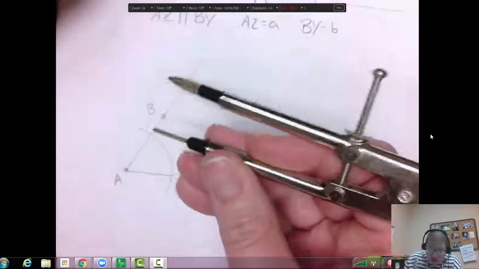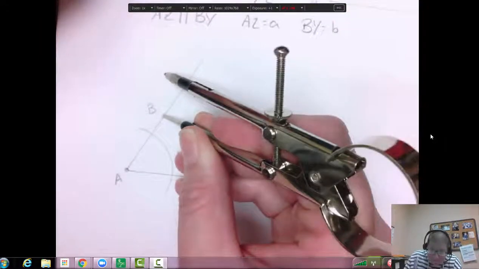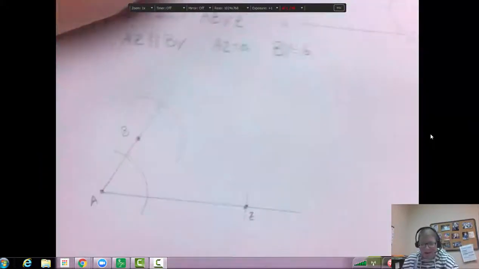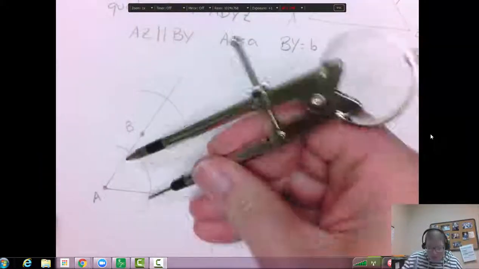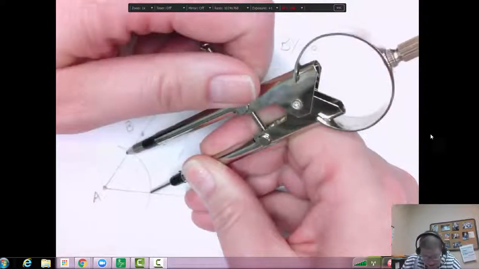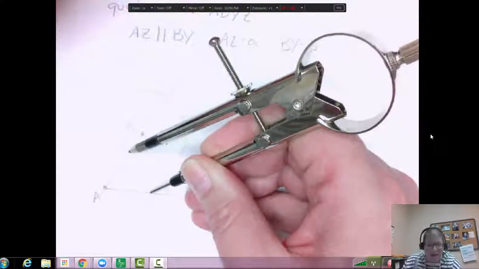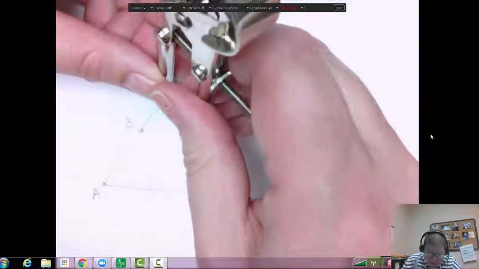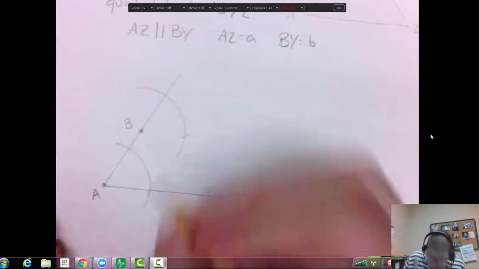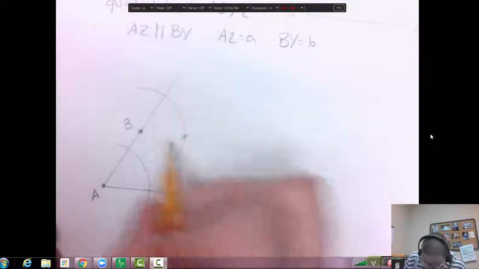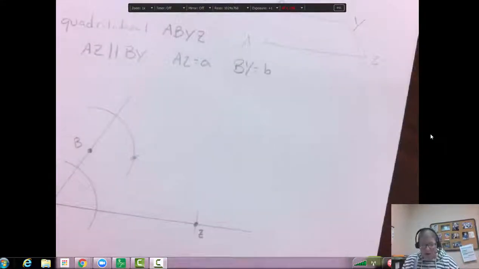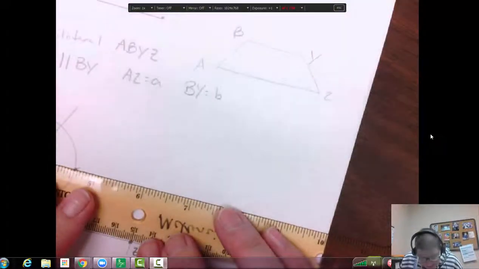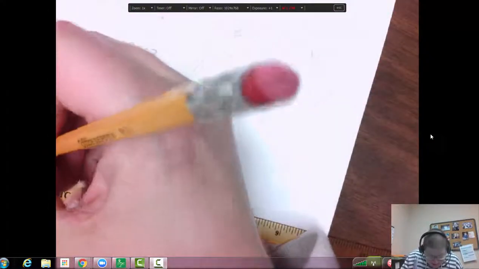Now I don't change it, and I go to B, and I'm going to make the same arc. Wow, those look the same, right? Now I'm going to measure from one end to the other on A, and then I'm going to go up to our other one, and I'm going to mark off where that was. So now I have the point that makes this angle the same. So I'm going to draw that line that makes it parallel with that angle the same.